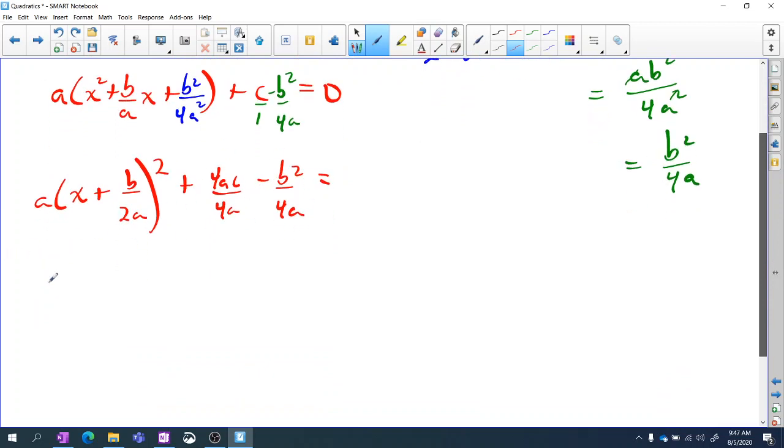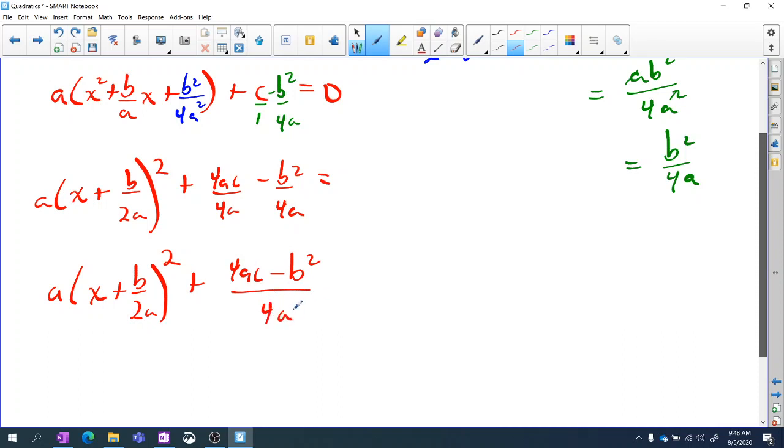Let's gather these two together. So that's all I'm going to do next. x plus b over 2a, that's still squared. And now, because these have a common denominator, I'm going to make it one single fraction: 4ac minus b squared over 4a, and that equals 0. Okay, so I'm going to take this term and move it to the right.